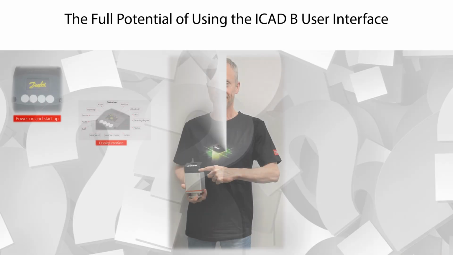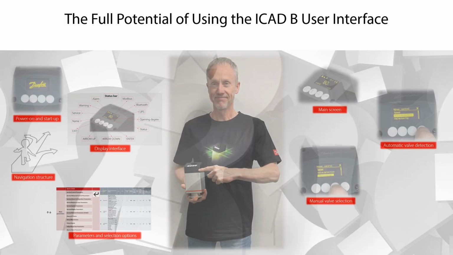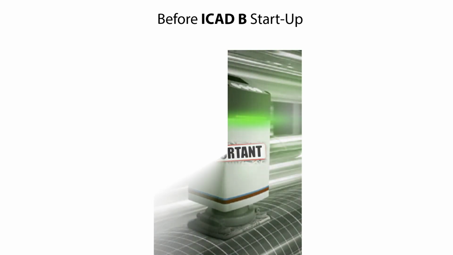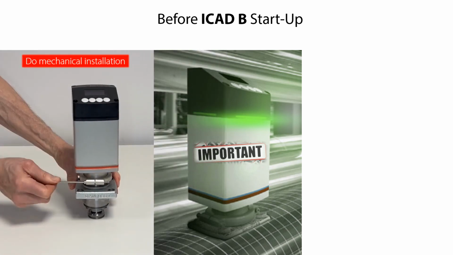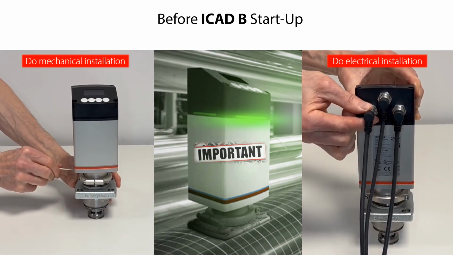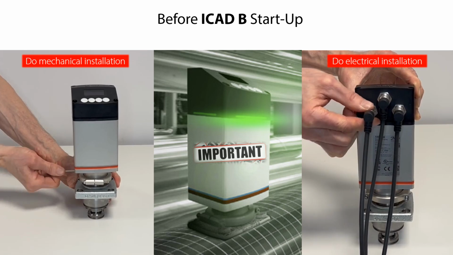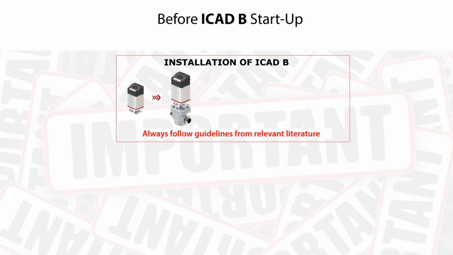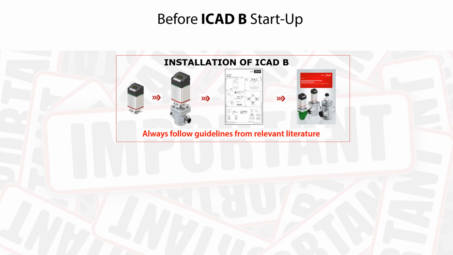So keep watching this video to learn more about these objectives and explore the full potential of using the ICAD B display interface. It is very important to ensure that the ICAD B is correctly mechanically and electrically installed before starting up the ICAD B and starting to configure it. The ICAD B should always be installed and connected to other equipment according to the guidelines given in relevant literature, such as the installation and user guides for the ICAD B and other equipment.